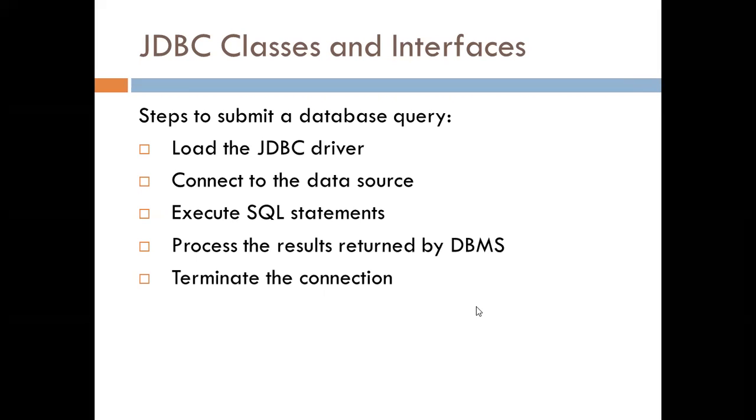The result returned by the database we will be storing in certain objects, special objects which may be called a result set. Then this result set will be processed, which means we will iterate over it and extract the data. So once everything is over, we have to terminate the connection. So in order to perform all these 5 tasks, we have certain classes and interfaces already defined in the java.sql package.